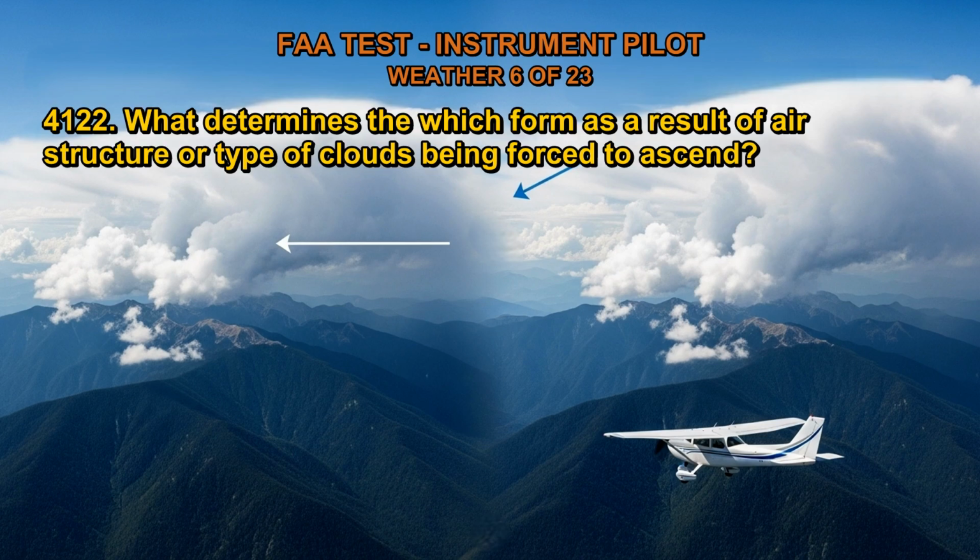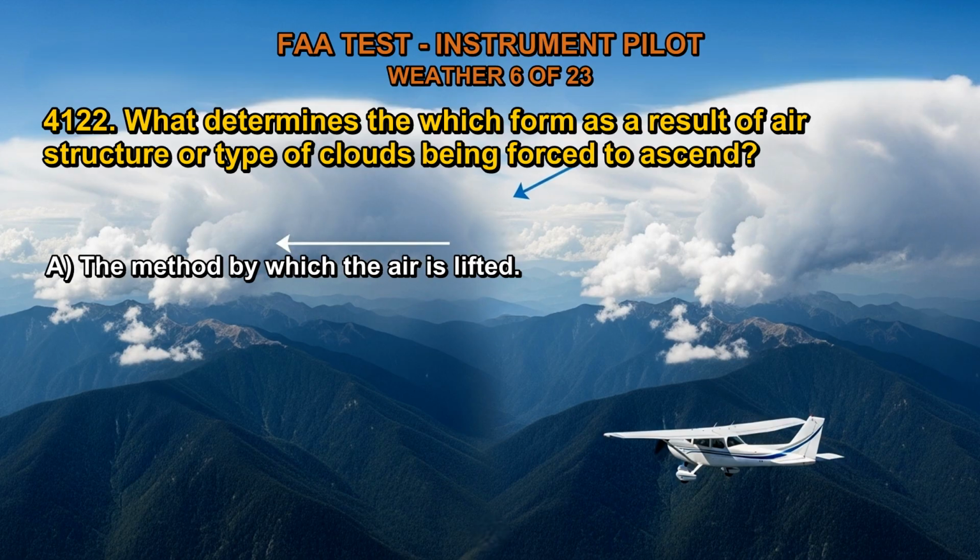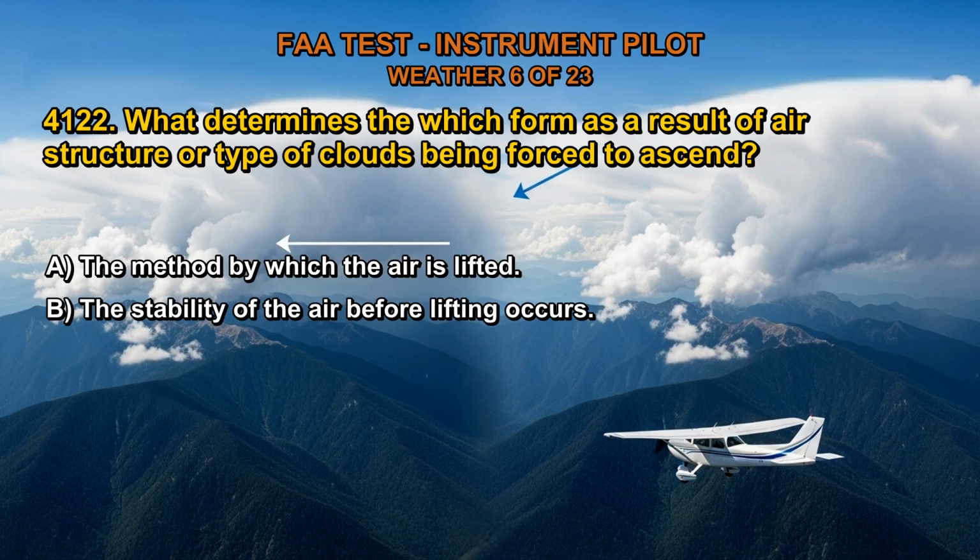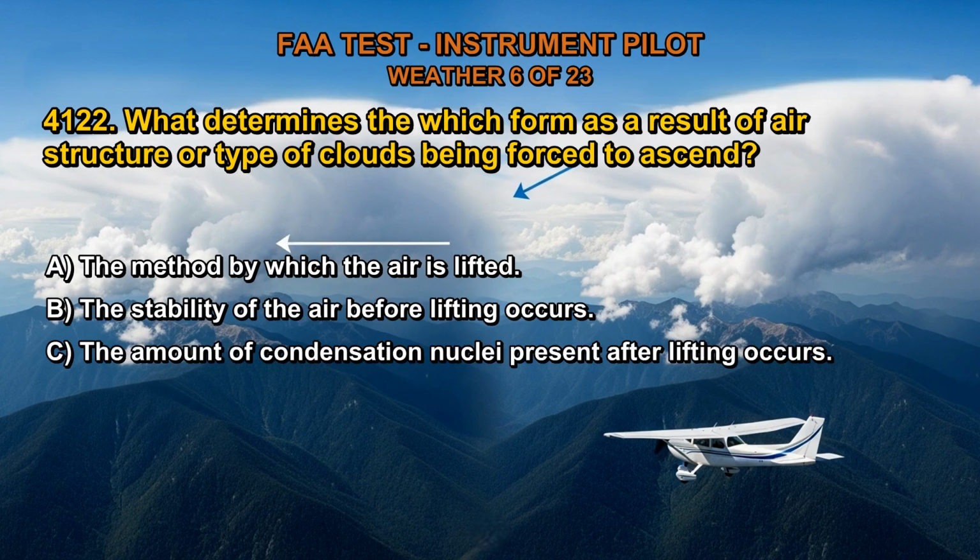4122. What determines the type of clouds which form as a result of air being forced to ascend? A. The method by which the air is lifted. B. The stability of the air before lifting occurs. C. The amount of condensation nuclei present after lifting occurs. The correct answer is B.